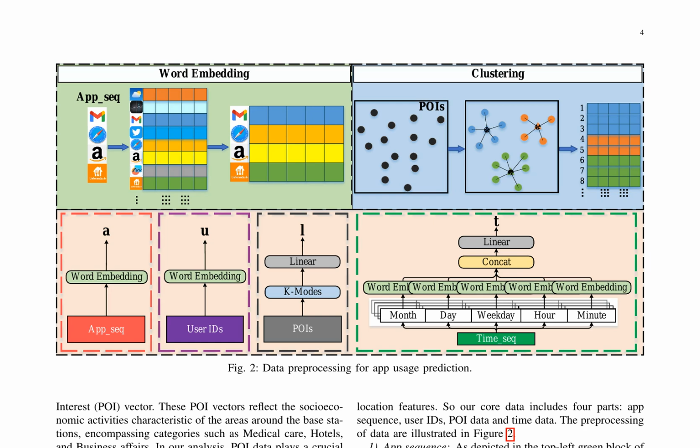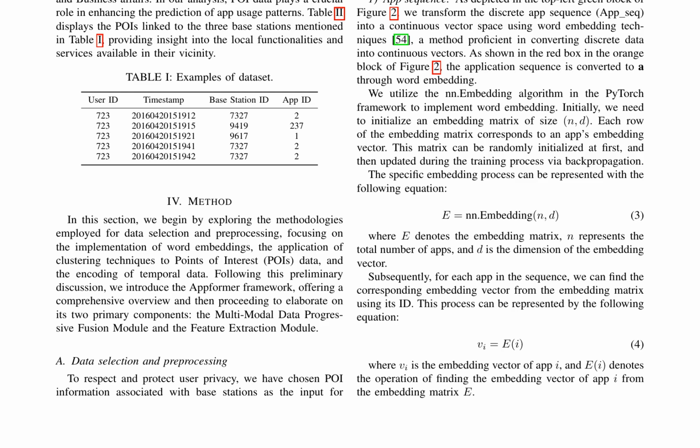use. The mathematical representation of the predictive model is illustrated by equation 1, where a_{n+1} represents the next application to be used, and x_{n-m+1,n} denotes a multidimensional feature sequence incorporating essential historical data required for prediction. The configuration of this sequence is defined in equation 2, which seamlessly integrates app IDs, user IDs, timestamps, base station IDs, and POI vectors.